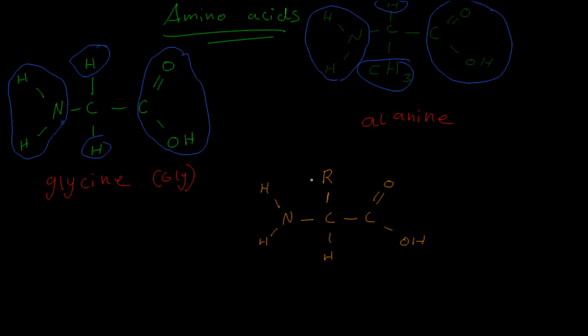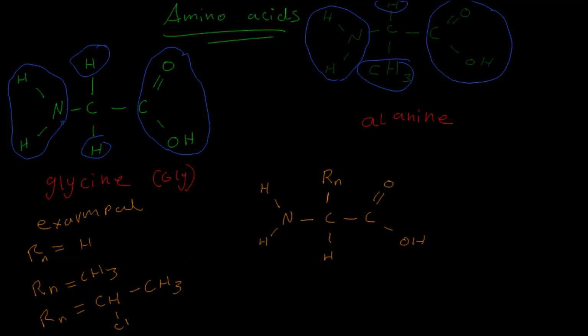That can be some form of group, whether it be CH3 or otherwise. Just as an example, in glycine, R equals hydrogen, just simple hydrogen. In alanine, we've got CH3, and some more examples are things like this. That would be joined on up there, and that is valine. And we've got other examples.